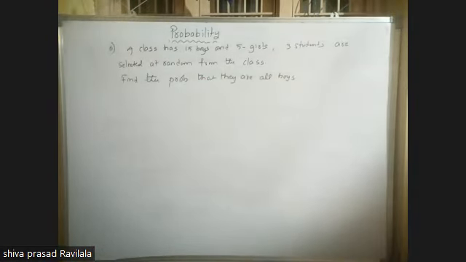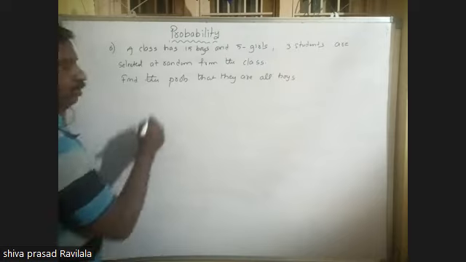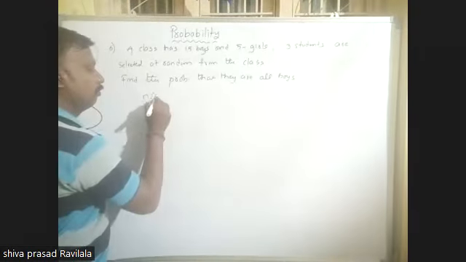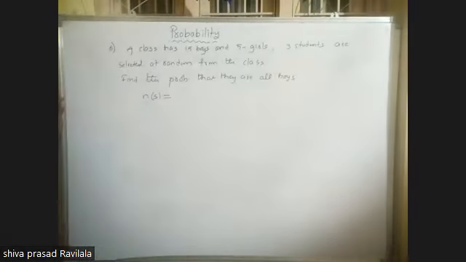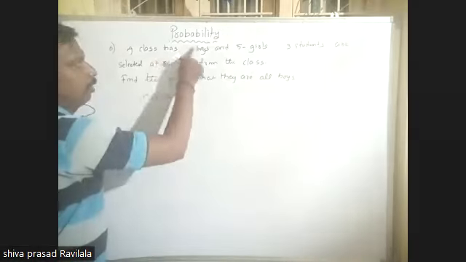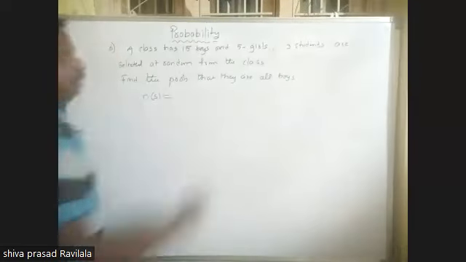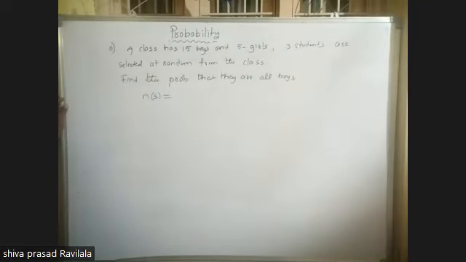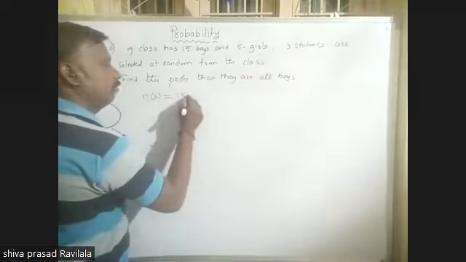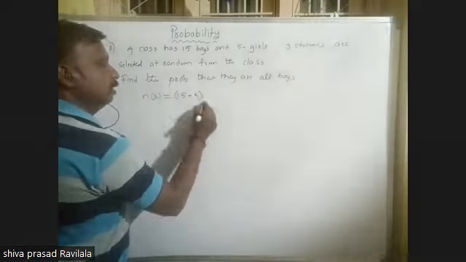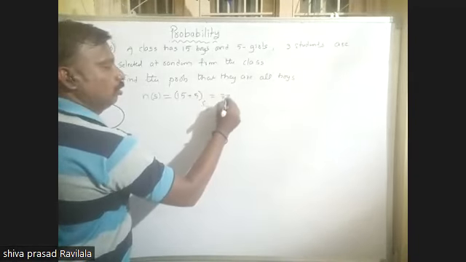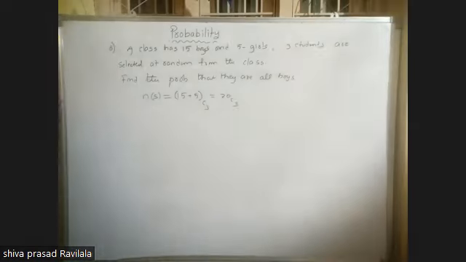N of S is equal to what? How do you take n of S? Here, how many boys? Given that there are 15 boys and 5 girls. You should take 3 from these total students. N of S is equal to 15 plus 5 C3, that is equal to 20C3.